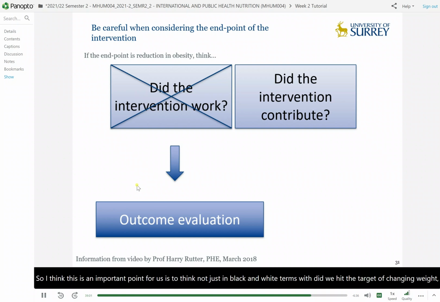So I think this is an important point for us, is to think not just in black and white terms of did we hit the target of changing weight, but also what are the other goals that we might have had to improve general knowledge, confidence, etc. So secondary outcomes of an intervention can be really important, and you may not see that change yourself within your intervention, but it may be positive overall.